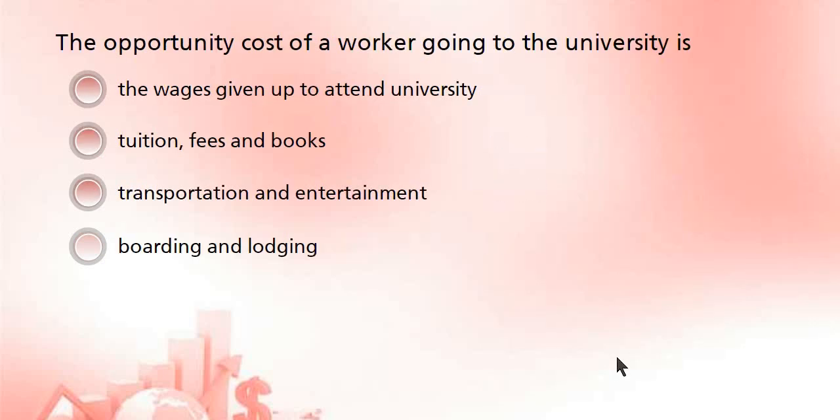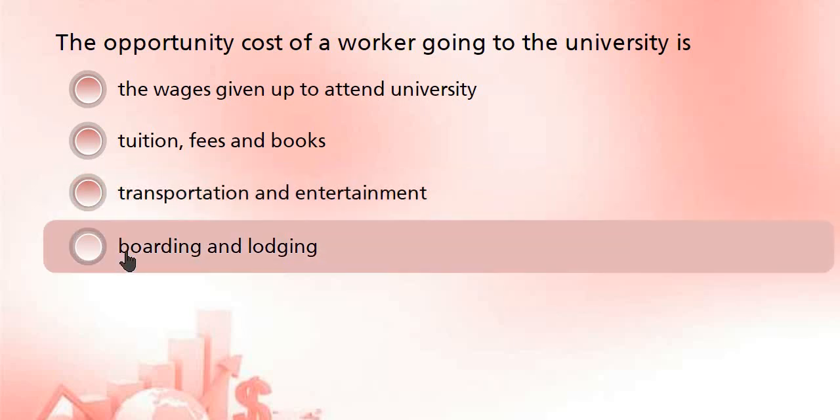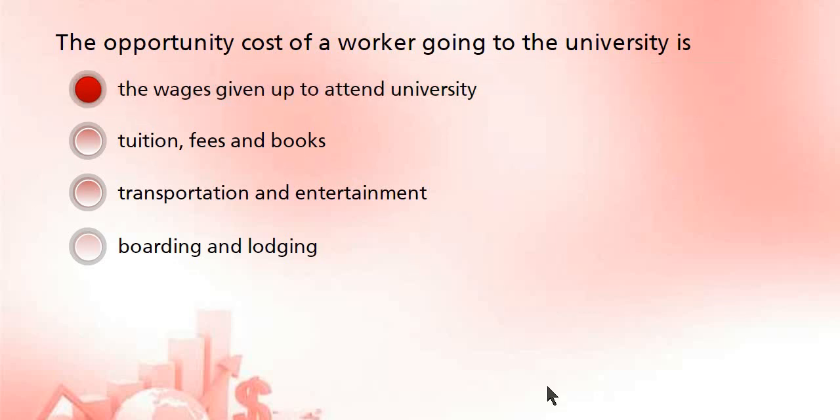Question number 2. The opportunity cost of a worker going to the university is A, the wages given up to attend university, B, tuition fees and books, C, transportation and entertainment, D, boarding and lodging. The right answer is the wages given up to attend university. I want you to know that opportunity cost is a foregone alternative. Therefore, a worker going to the university as a full-time student would have to forego the wages from work in order to attend the university.